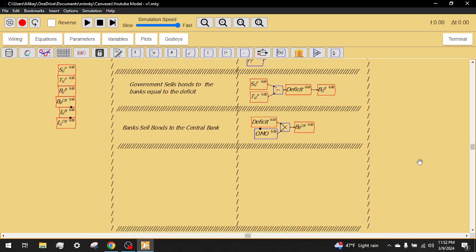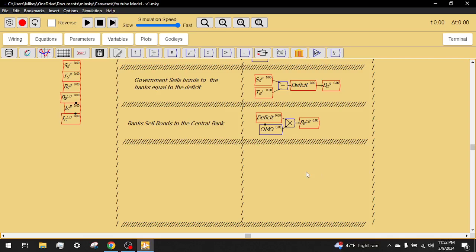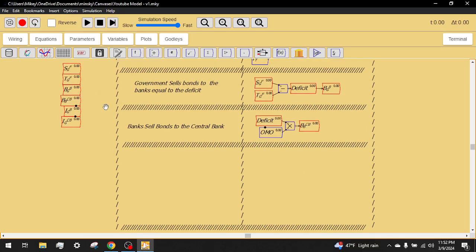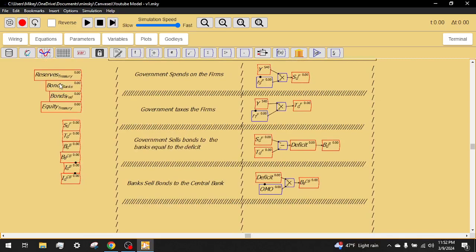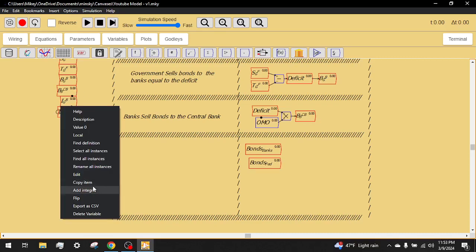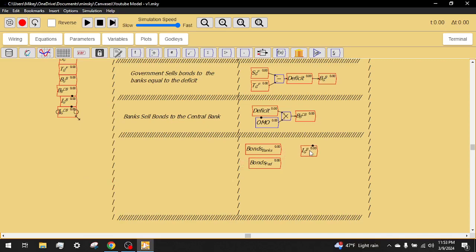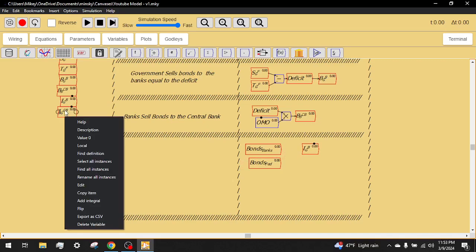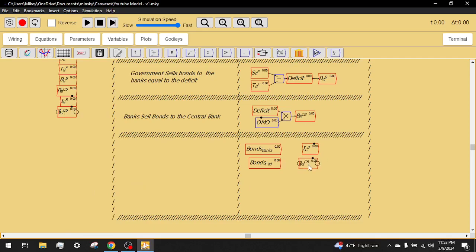And then the last two are going to be that the government pays interest on the bonds held by the banks, and it pays interest on the bonds held by the central bank. So for those, we're going to have the stock of bonds held by the banks and the stock of bonds held by the central bank. So we're going to bring these two over. Copy and paste. And as always, the interest payment is going to be defined in terms of the interest rate on those bonds. So we'll have the interest payment that the government pays to the central bank, and the interest payment that the government pays to the banks.